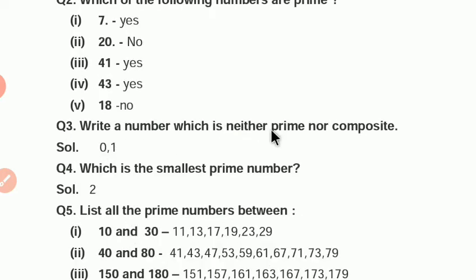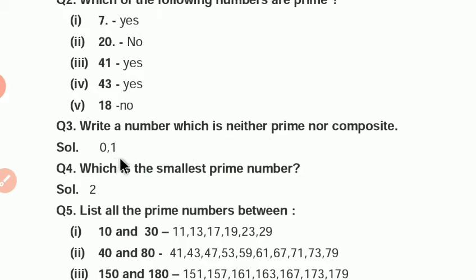Then question number 3. Write a number which is neither prime nor composite. We know that prime means having 2 factors, 1 and itself, and composite means the opposite of prime, having more than 2 factors. So we can see that 0 and 1 are the numbers which are neither prime nor composite.